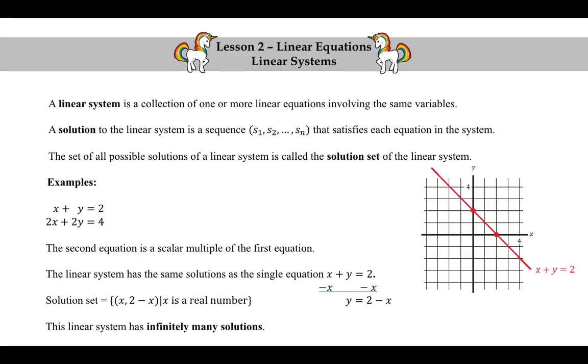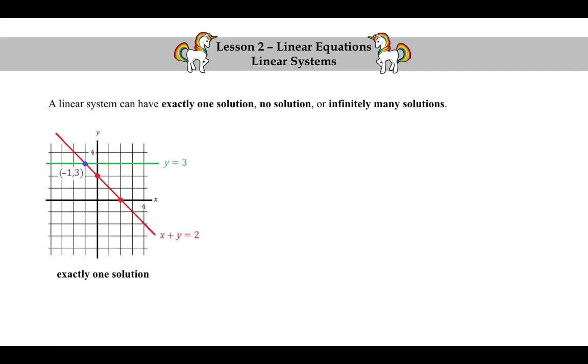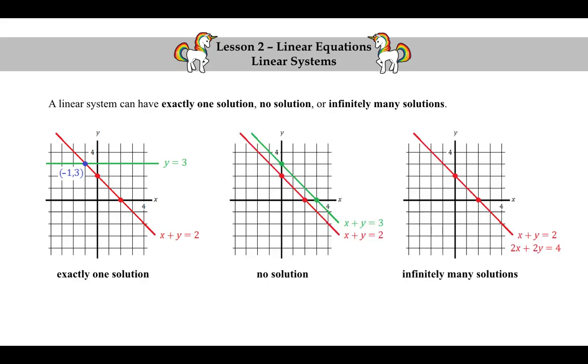Graphically, as before, we have the graph of the line x plus y equals 2 here, and the graph of 2x plus 2y equals 4 is exactly the same line. So any point on that line is a solution to this system of equations. To summarize, a linear system can have exactly one solution, no solution, or infinitely many solutions. In the first example, we saw exactly one solution. In the second example, we saw no solution. And in the third example, we saw infinitely many solutions.